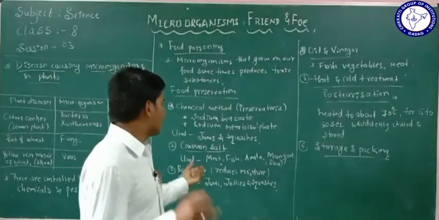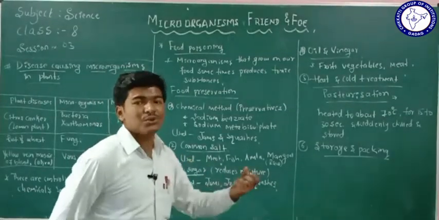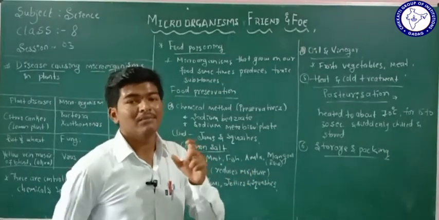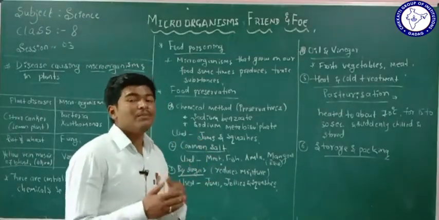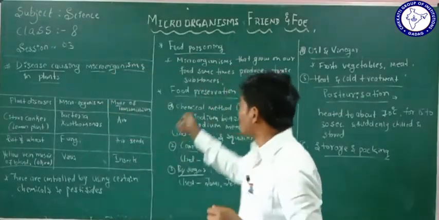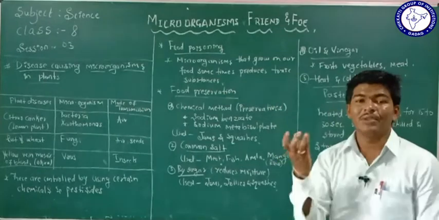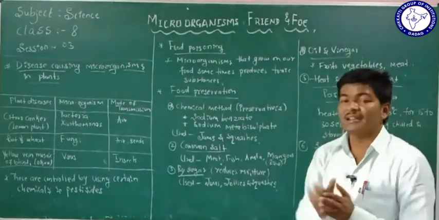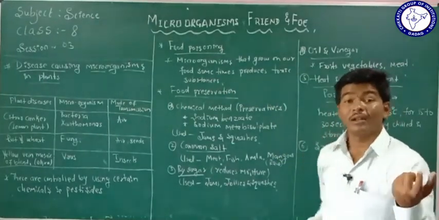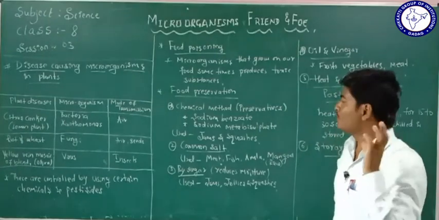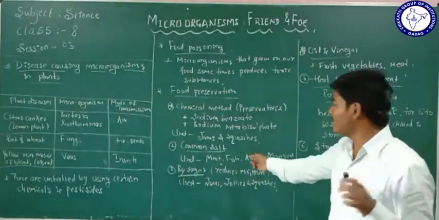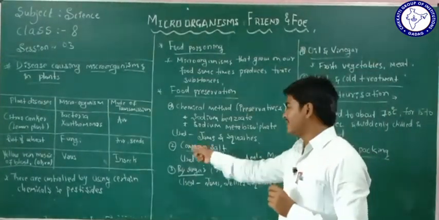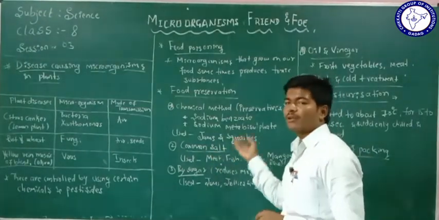So how does it help? The salt contains some sodium components that are helpful to preserve the food, to prevent the growth of microorganisms on the food material, and prevent the spoiling and rotting of the food. Have you understood? So to preserve food, another method is common salt. It is a very old method that we use.